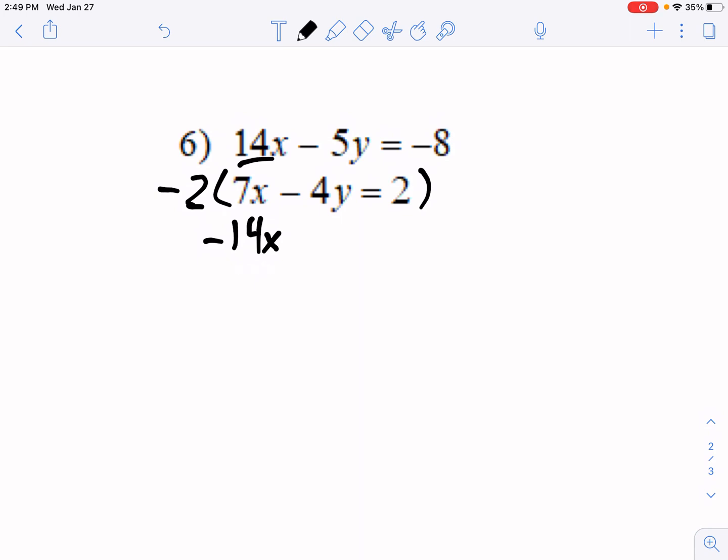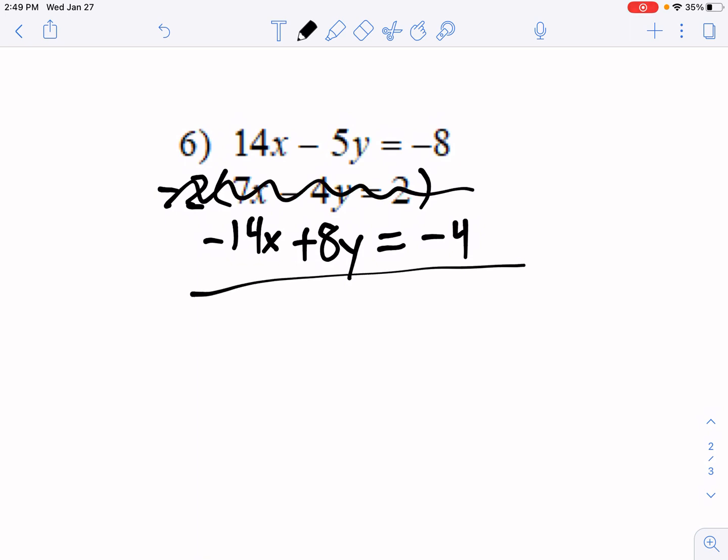So we're going to multiply the bottom by a negative 2 to each term. So on the bottom one, we have a negative 14, then a negative 2 times a negative 4y. 2 negatives make a positive. 2 times 4 is 8, so we get 8y. And then negative 2 times 2, negative and a positive make a negative. 2 times 2 is 4. So this becomes our new equation, and now we just need to add everything together.